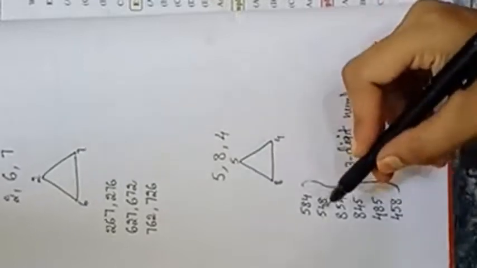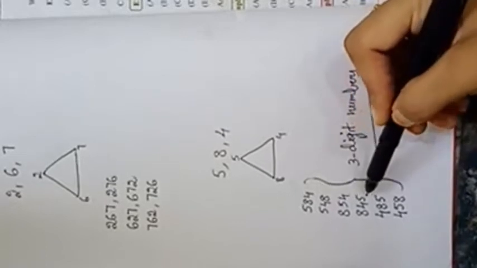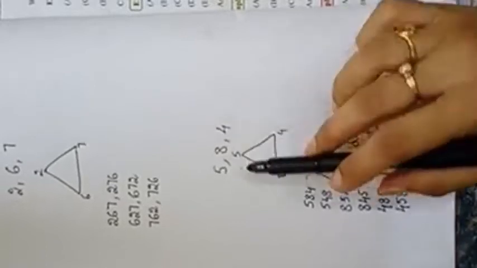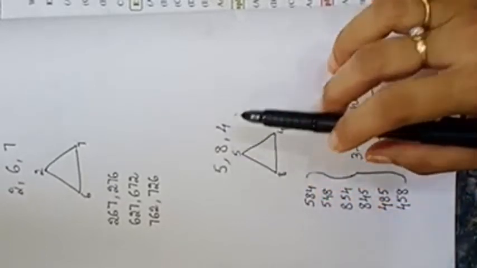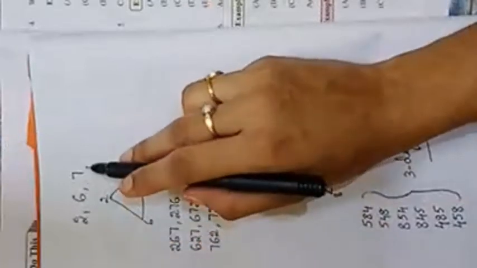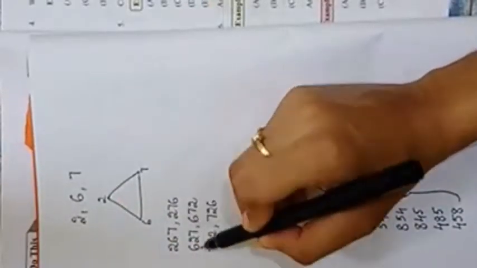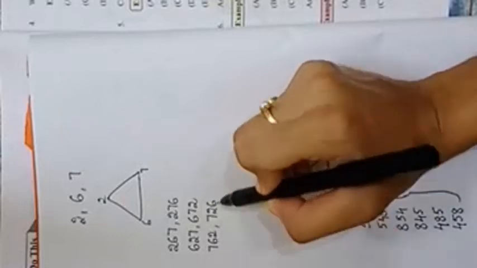Okay. How many 3-digit numbers did we form, children? 1, 2, 3, 4, 5, 6. Using these 3 digits, we form 6 3-digit numbers. Here also see, using these 3 digits, how many 3-digit numbers do we form? 1, 2, 3, 4, 5, 6.